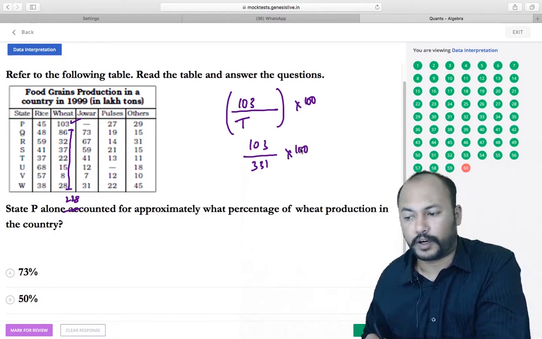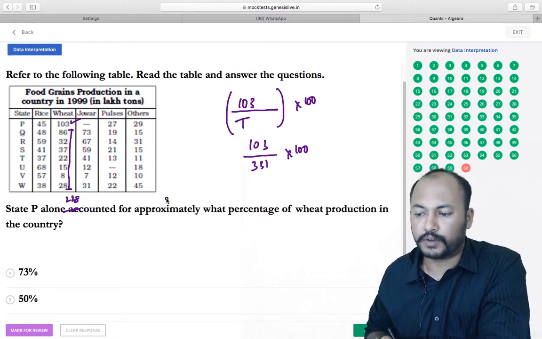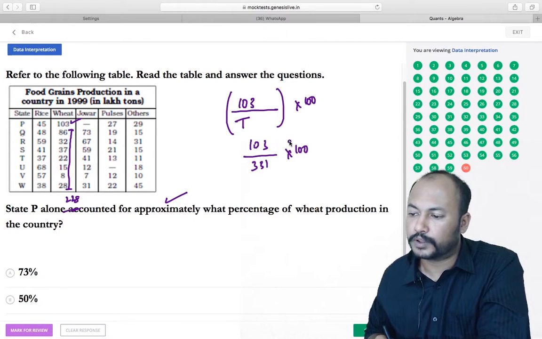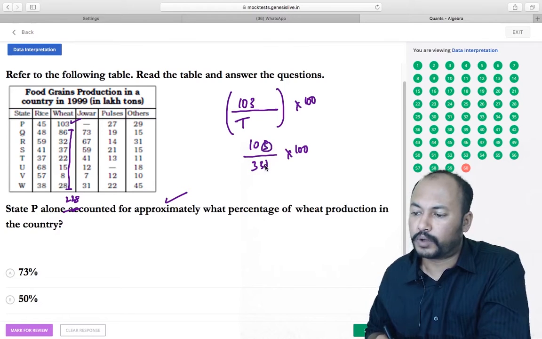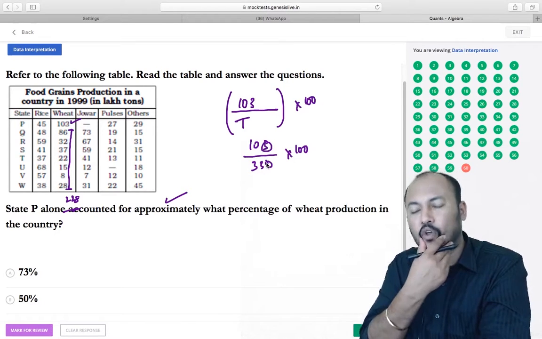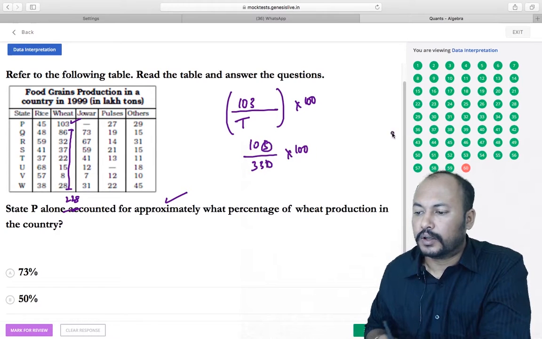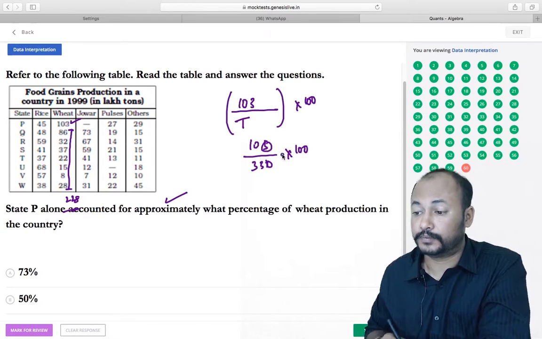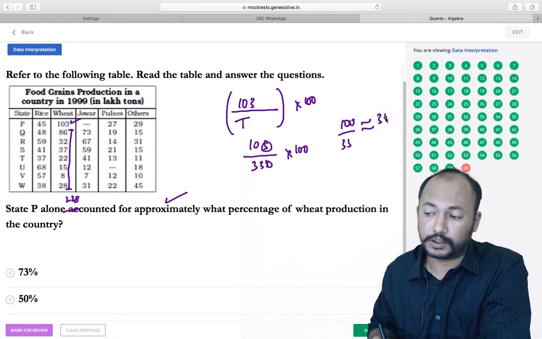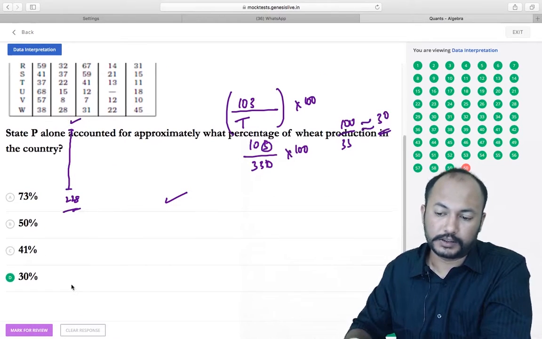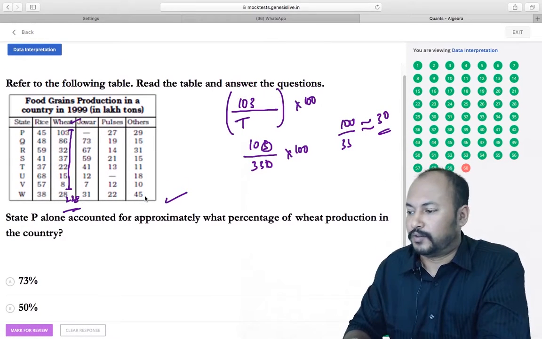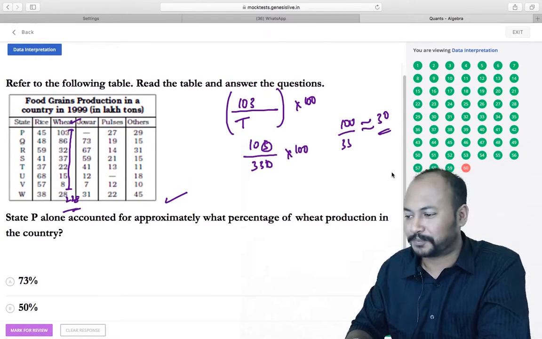All right. They have used the word approximately, and I will go with 100 and 330. Approximately, right? So 100 by 33 approximately gives you 30. Answer is 30%. Hope this is clear. Fine. So last question now.